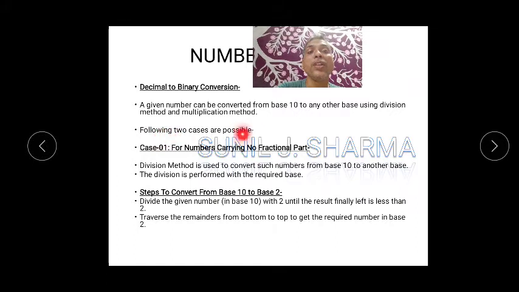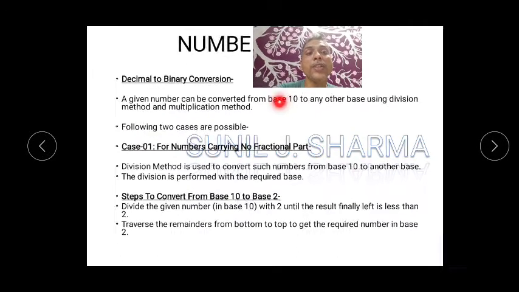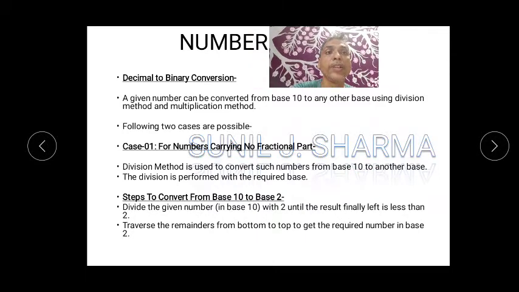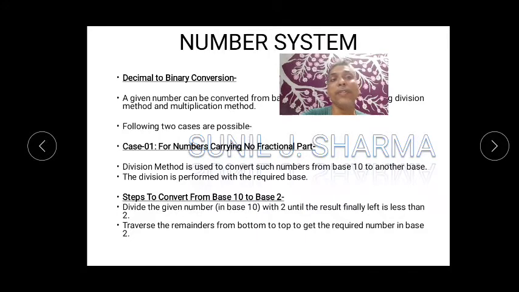Now there are two cases. The first case is for numbers carrying no fractional part, only the real part will be there, no fractional part. A division method is used to convert such numbers from base 10 to another base. The division is also performed with the required base. That means, if you want to change it to binary, we will be dividing it by 2. If you want to change it to octal, we will be dividing by 8. So that kind of thing.